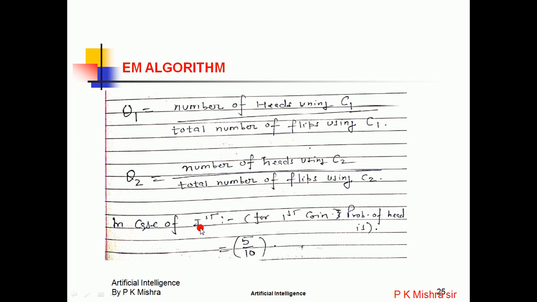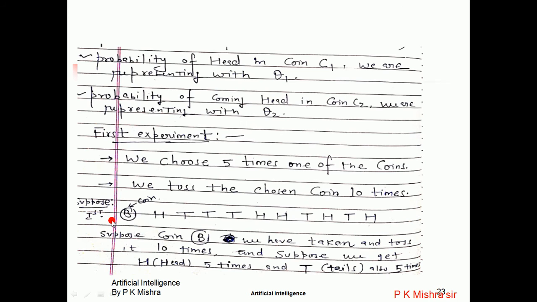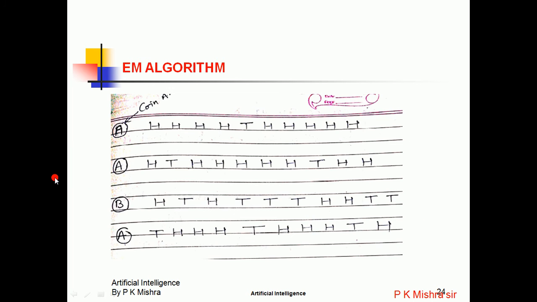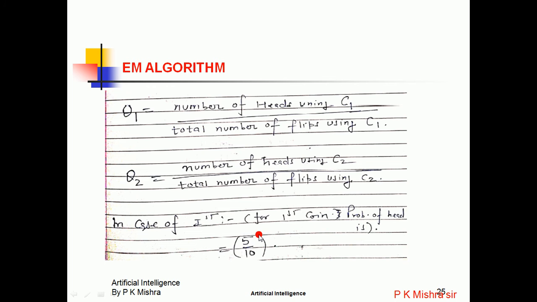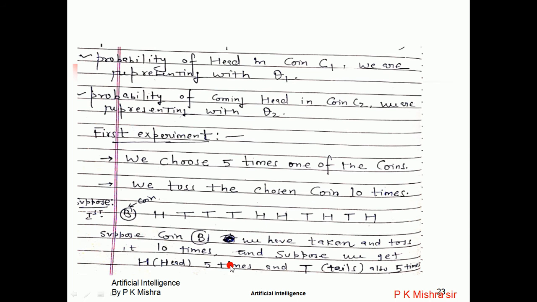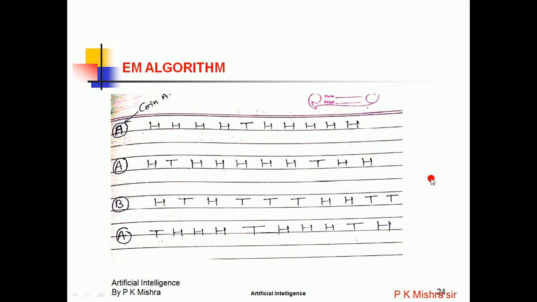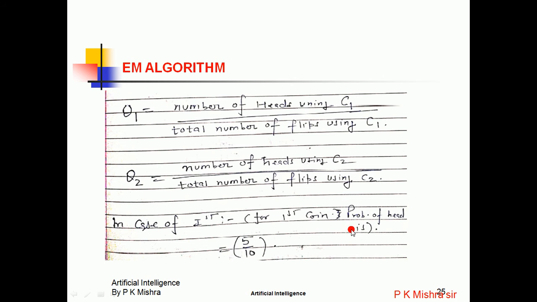In the case of the first coin, the probability of head, the first coin is B, and for B the probability of head is 5 out of 10. There are 5 heads: 1, 2, 3, 4, 5. So the probability of head is 5 by 10.